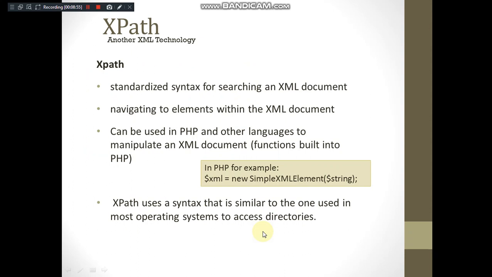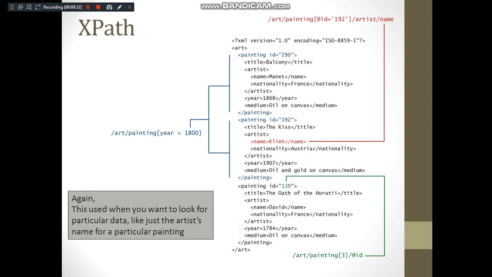Okay, so XPath is another XML technology that we use. It is a standardized syntax for searching an XML document, and it helps with navigating the elements within an XML document. It can be used in PHP and other languages to manipulate an XML document through the built-in functions. For example, this is the way we can use $xml equal to new SimpleXMLElement($string). You can create a new XML element in PHP. XPath uses a syntax that is similar to the one used in most OSs to access directories. So this is how it is coming.